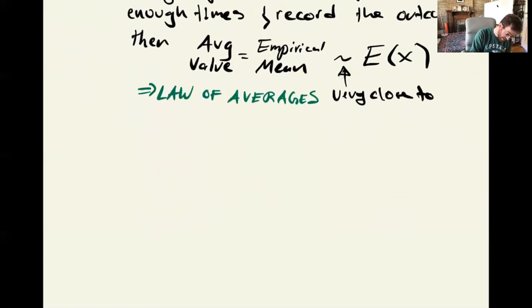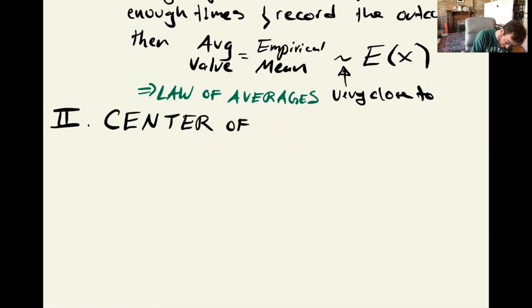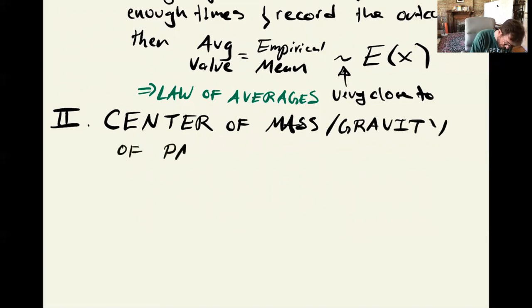So the second interpretation of mean, or expectation, E of X, is we want to think of this as the center of mass, or some people call it the center of gravity, of the probability mass function of X, where you imagine that these spikes have weight. So this is probably best illustrated with an example.